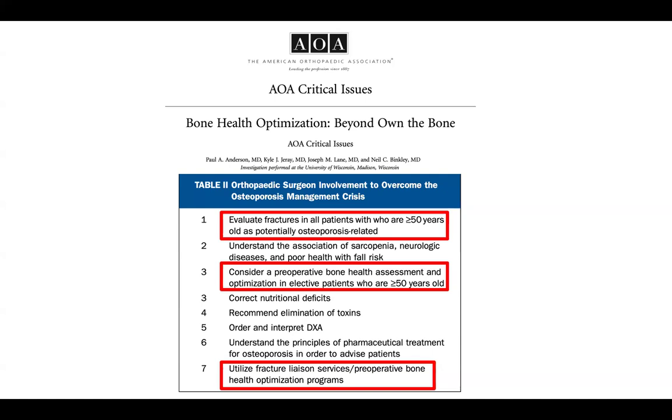So even this 61-year-old that we had earlier, just because he fell off a ladder 6 feet doesn't mean it's not an osteoporotic fracture. He could have just as easily tripped and fallen and sustained the same injuries, and then we would be calling it a fragility fracture. And mind you, this is a wrist fracture and a hip fracture, 2 out of the 3 that we consider to be high sentinel events. Consider a preoperative bone health assessment and optimization in elective patients over the age of 50. We'll get into this momentarily, and utilize fracture liaison services.